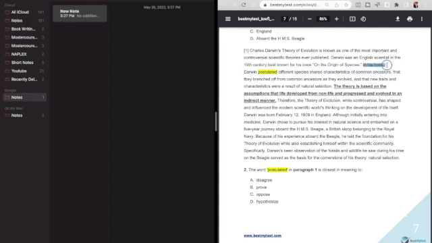In his book, Darwin postulated different species shared characteristics of common ancestors, that they branched off from common ancestors as they evolved, and that new traits and characteristics were a result of natural selection. So in his book, Darwin postulated different species. Because I don't know what the word postulated actually means in the dictionary, if you know that already, you can go ahead and look at the answer choices, but I don't know what this word means. So I will think about other words that would fit over here and give this sentence the same meaning.